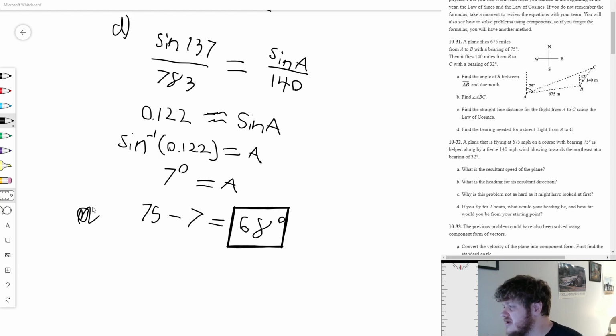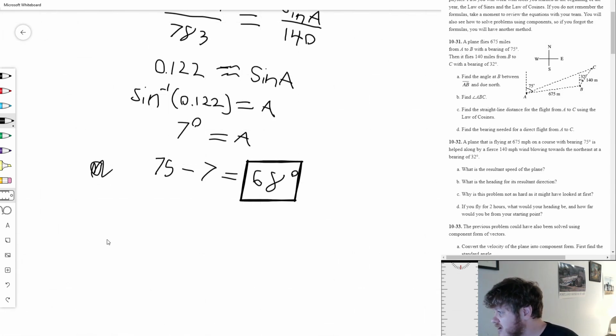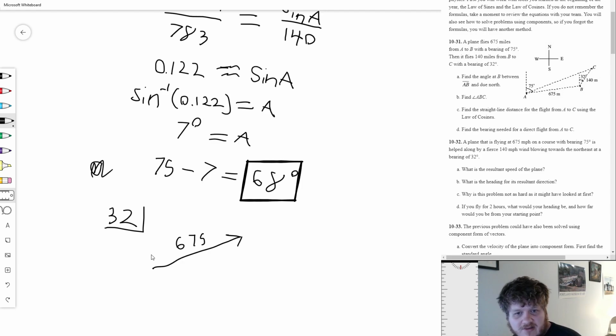Well, what we can do is, in this case, let's think of it as vectors. So we have two vectors that are sort of affecting us. For 32, it's not 132, it's just 32. We have one vector, which is like this, and this is 675. And then we have another, which is like this, and this is 140. And what we need to do is find the resultant vector.